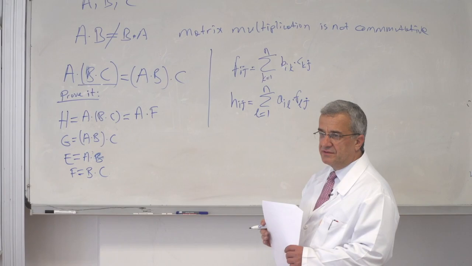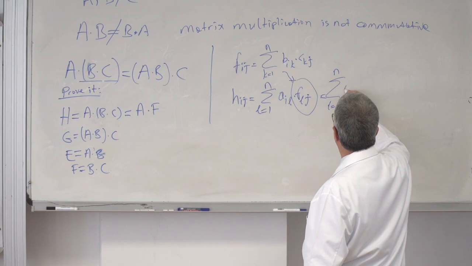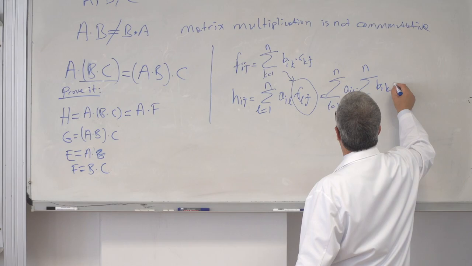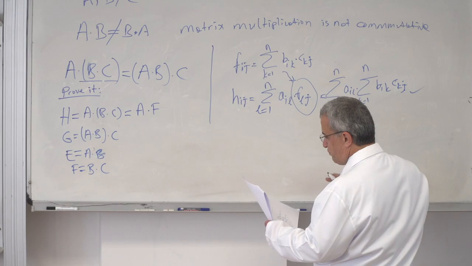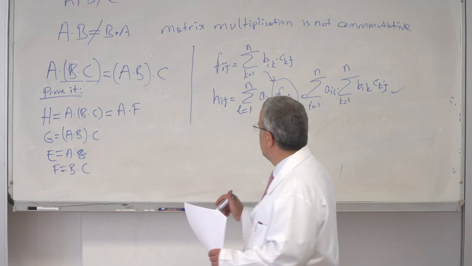Now let me just substitute it here. This is equal to the sum for l equal from 1 to n of A_il, another summation, k equal from 1 to n, B_ik, C_kj. Let me just put this on the side. Now I'm going to do the other one and see if they match, if they are the same thing. Let's just underline this. We are going to compare with that one.